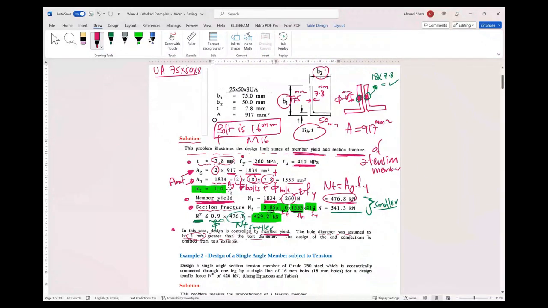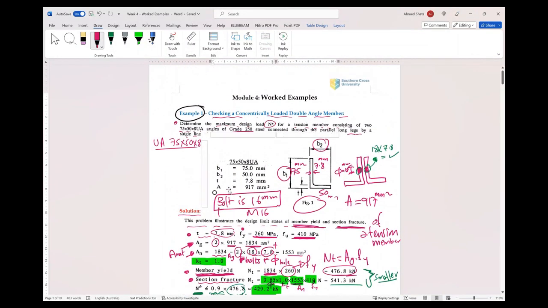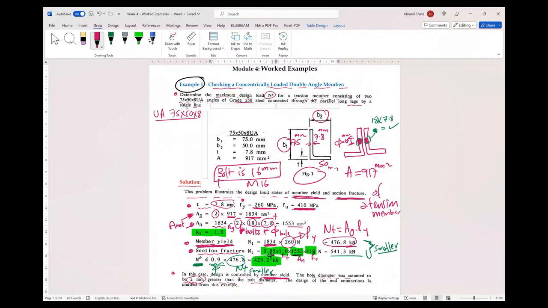Sorry, I just have a question about the F yield and F ultimate. Where were those values from? You mean where does this value come from? Yes. This depends on the grade of steel mentioned in the example. So for grade 250, F yield is 260 and F ultimate is 410. These values can be found in the capacity tables.